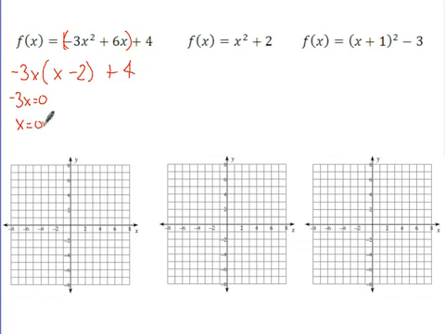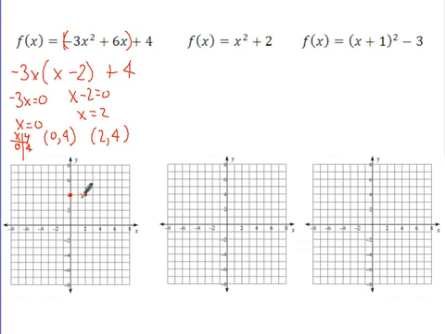Take this and plug it into this function or this function, and when you plug it in, you'll get a 4. So if you made a table, you'd get a 4. So we know that 0, 4 is a point on our graph. Now we're going to take x minus 2, set it equal to 0, you get x equal to 2, and we're going to do the same thing. If you plug 2 into either of these, you're going to get a 4 out, so we know that 2, 4 is a point on our graph. Plot these.